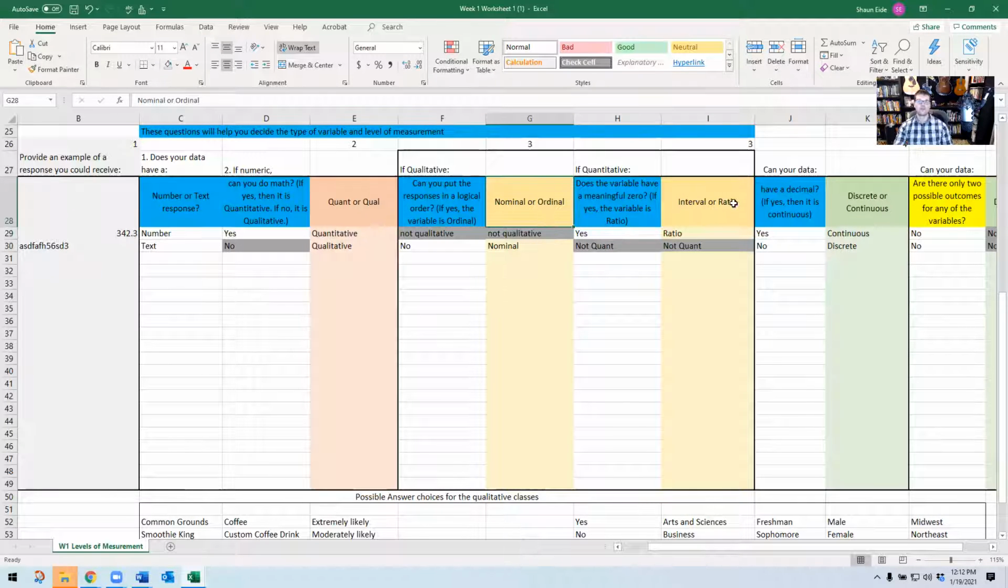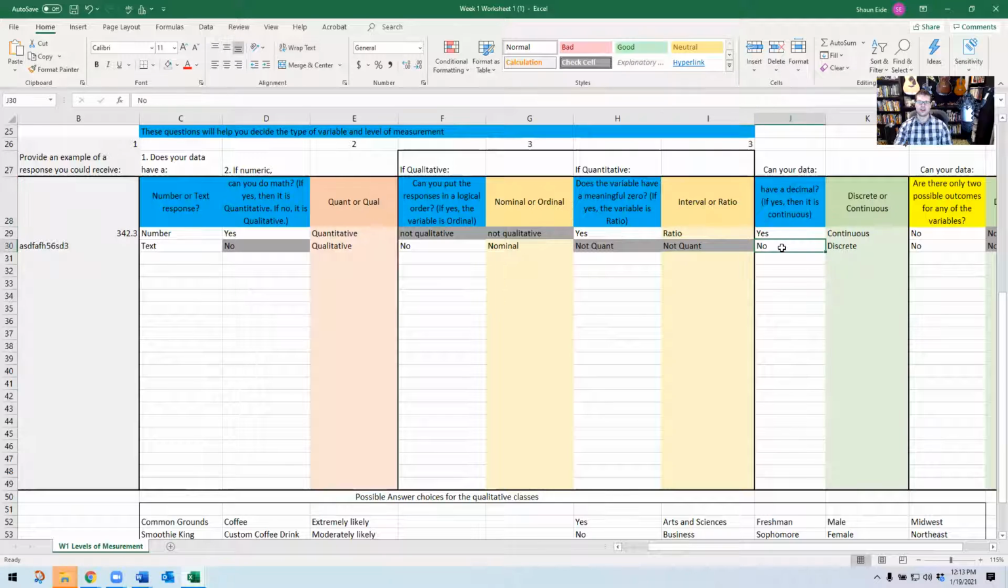Even though ratio has all of the characteristics of interval, ordinal, and nominal, it can only be ratio, or it can only be interval, or it can only be ordinal, or it can only be nominal. You've got to choose between one of the four. Now it can be quantitative and interval, or quantitative and ratio, or it can be qualitative and nominal, qualitative and ordinal. But it can't be ratio and nominal. It's got to be one of those four.